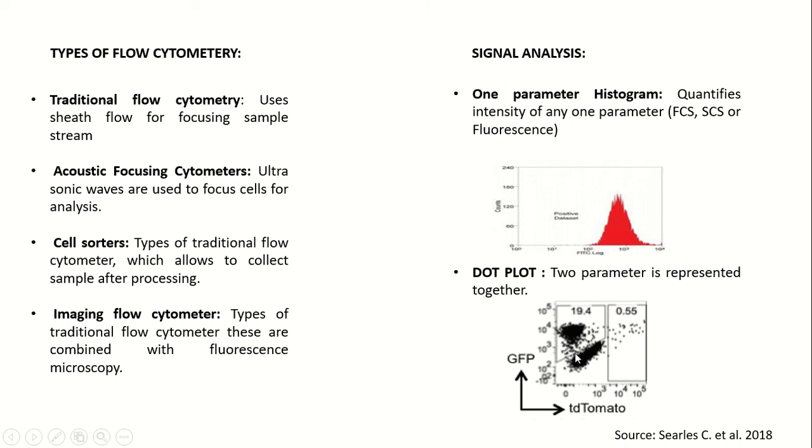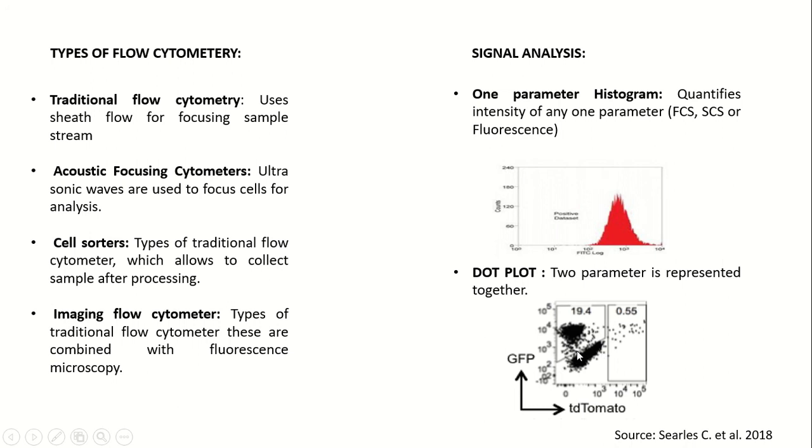To the contrary, this plot is a dot plot. It shows the cells that are expressing tdTomato fluorescence, the cells expressing GFP fluorescence, and the cells expressing neither tdTomato nor GFP. So two different parameters, either FSC or SSC, or FSC with fluorescence or SSC with fluorescence intensity, or in this case two different fluorescence intensities, if plotted together, it is known as a dot plot. This is the result of an experiment that I will explain later in the application part.